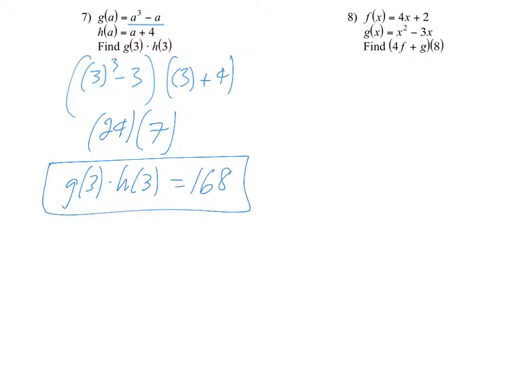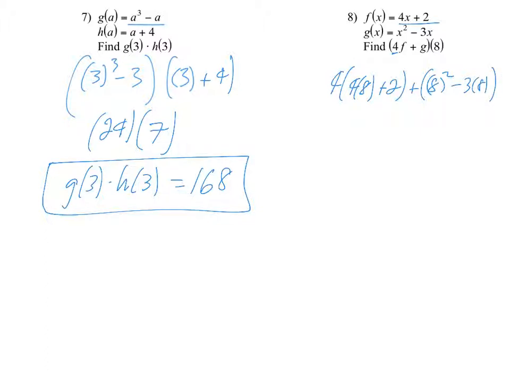This one is similar to the one we did before. 4 times f, but we know the value of x is 8. So in the f function, we're going to write 4 times the f function 4 times 8 plus 2, plus g of 8, which is 8 squared minus 3 times 8.